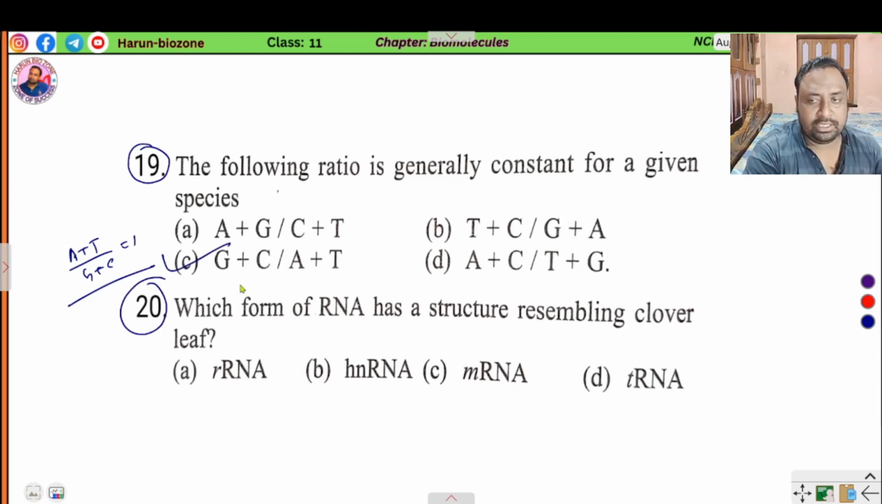Question 20 says: which form of RNA has a structure resembling a clover leaf? In a previous question, we discussed the clover leaf model of tRNA. That is, D is the correct option.